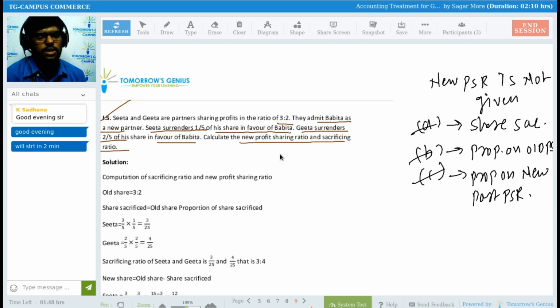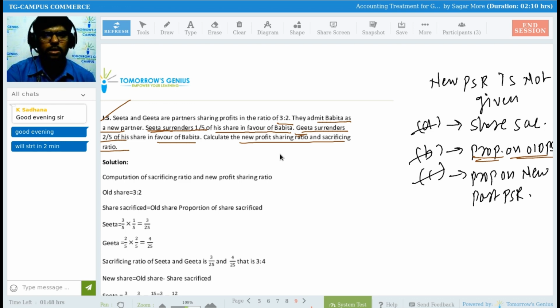Which case do we have to apply here? Sadhna, Dhanushri, and Shivesh, tell me. Sir, is it B? Okay. Sadhna, what do you think? Dhanushri, what do you think? B, sir. Absolutely right. So B case we have to apply, right, Sadhna? Yes, sir. How much is surrendered by Sita and Geeta from their own share is given. So it means proportion on old PSR is given, right? So we have to apply B case.